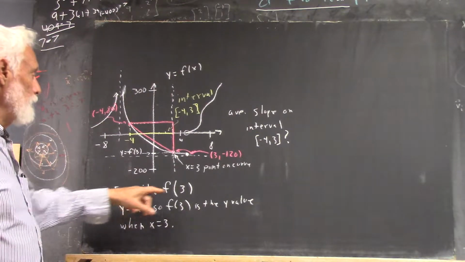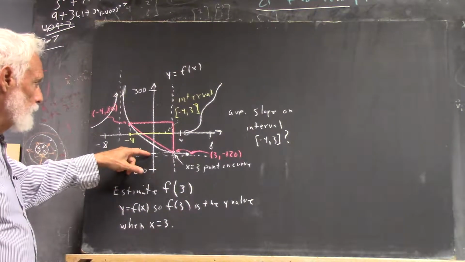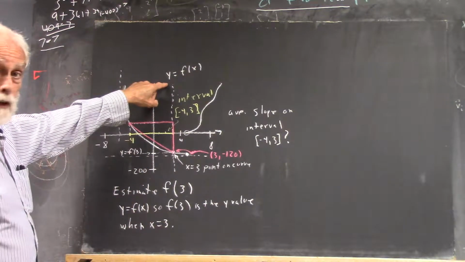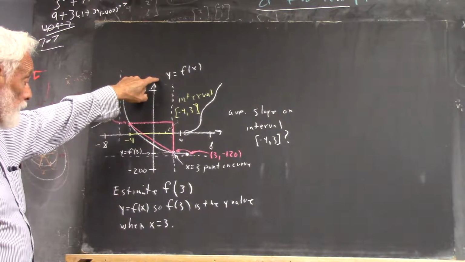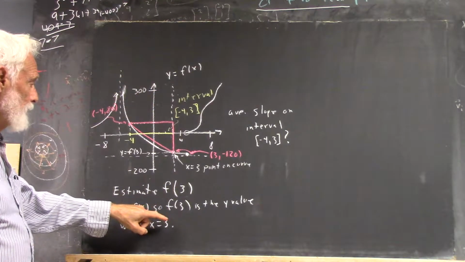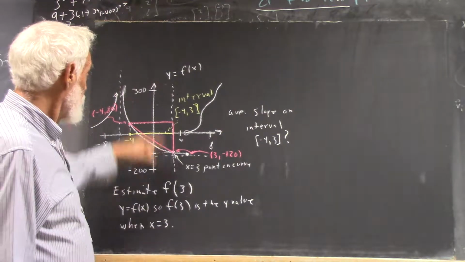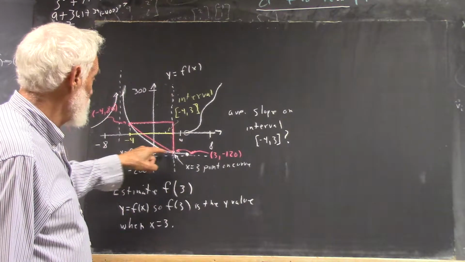Because we say f of 3. Why is this y-coordinate f of 3? Because y equals f of x, that we set up here. Okay, that's our function. Y equals f of x. So f of 3 is the y value when x equals 3. Okay, the y value when x equals 3 is the value at the point where x equals 3.